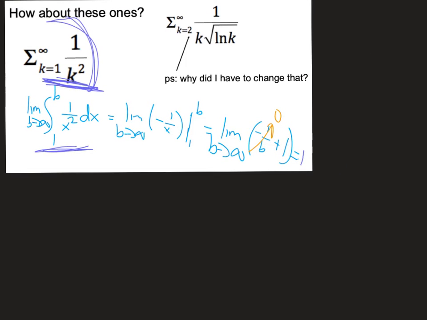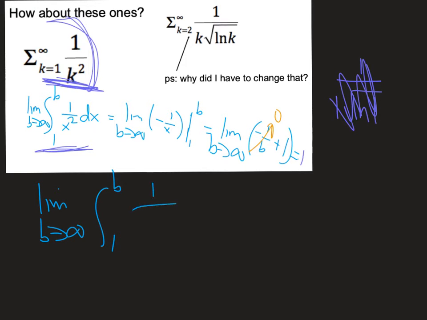And let's look at that next one. Why did I have to change that to k equals 2? Well, before I had k equals 1. What's wrong with k equals 1? If I have 1 over 1 times the square root of the natural log of 1, what's the natural log of 1? The natural log of 1 is 0. Square root of 0 is 0, so that's 1 over 0, so that's a ruh-roh. So we don't want to do that. Let's think of this as integration, though. I'm going to jump right to the limit: limit as b goes to infinity, integral from 1 to b, 1 over x square root ln x dx.